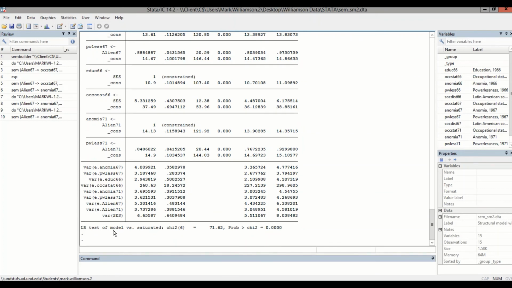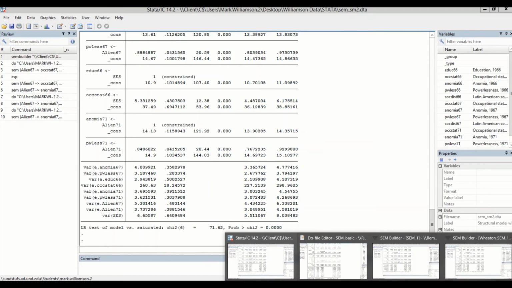So that's this LR test of model fit versus saturated. It tests our model we have here against a potentially saturated model that shows every single interaction. If this is significant, it means we reject the null hypothesis that this model we have here is as good as a saturated model. So if this is significant, we need to modify our model.